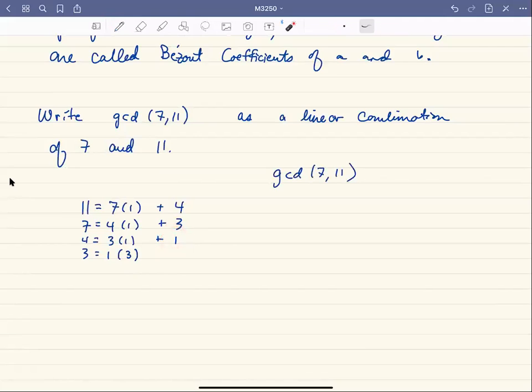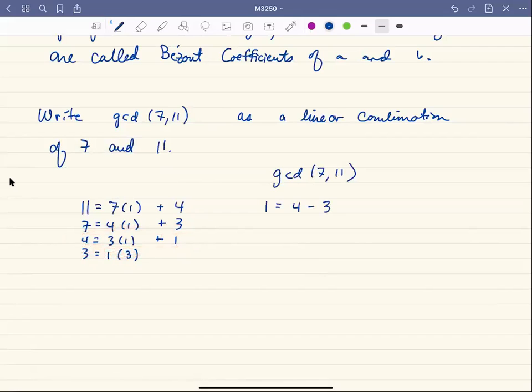But what I want to do is actually go through this process backwards and unfold this and think about how we can write 1 as a linear combination of 11 and 7. I picked 11 and 7 because maybe you can already see how we're going to write it. But we'll talk about how we can build this from scratch, more or less. So what I'm going to do is ignore this last equation. It's not very useful. And so we can just pretend that that's not there. And I'm going to take the second to last part, which is 4 equals 3 plus 1. And I'm going to solve it for the GCD, because remember what we want to do is write the GCD as a linear combination of 7 and 11.